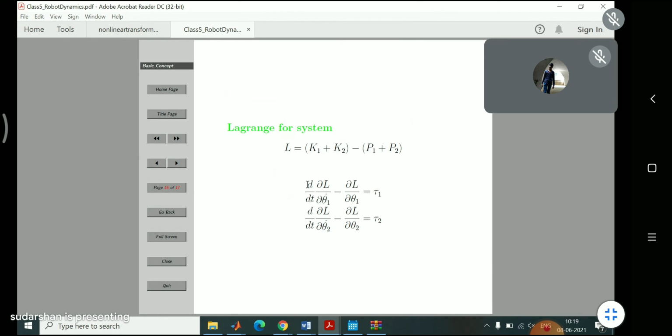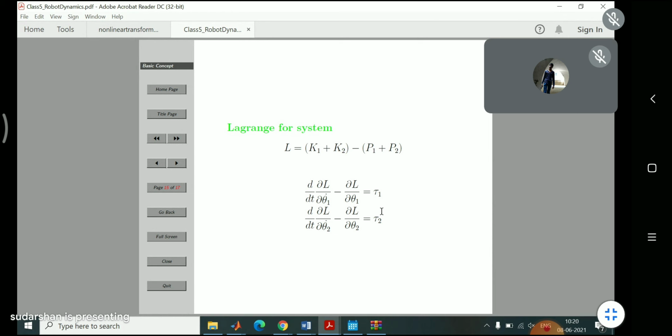Okay, then you write d by dt of dou L by dou theta 1 dot minus dou L by dou theta 1 equal to tau 1, that is the torque at the first link, and then d by dt of dou L by dou theta 2 dot minus dou L by dou theta 2 equal to tau 2. So that is your second equation. Okay, so you get two equations for two links and joints.